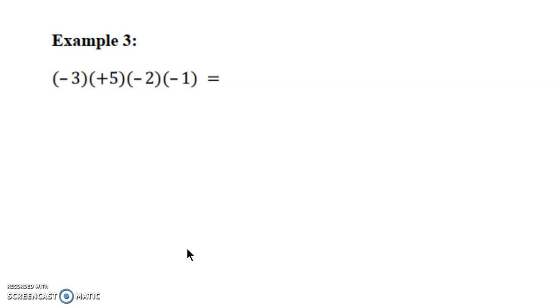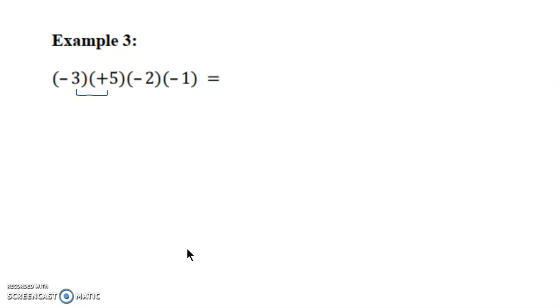For example 3, you can see that there are no symbols showing multiplication. We only have parentheses or brackets stacked one upon each other. This signals to us that it's a multiplication problem. Again, you can work in any order. You can do 3 times 5, get an answer, and 2 times 1, get an answer, and multiply them together. You can go backwards, forwards, in any order you like.